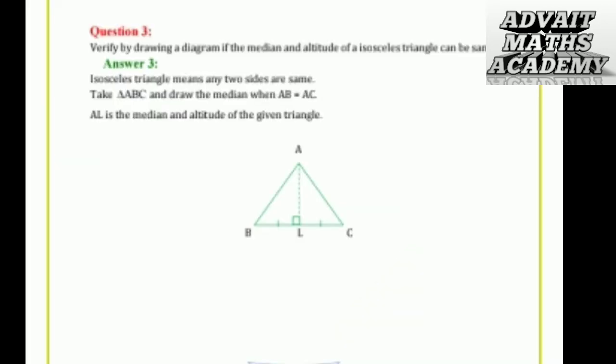See the question number 3. Verify by drawing a diagram if the median and the altitude of an isosceles triangle can be the same. Answer. Isosceles triangle means any two sides are the same. Take a triangle ABC, an isosceles triangle, and draw AB equal to AC, and AL is a median and altitude of the given triangle.